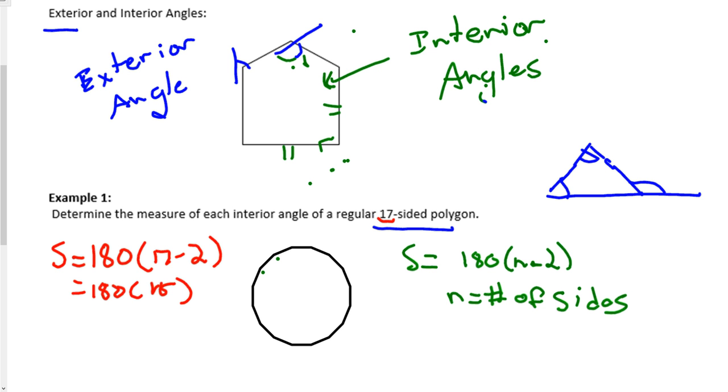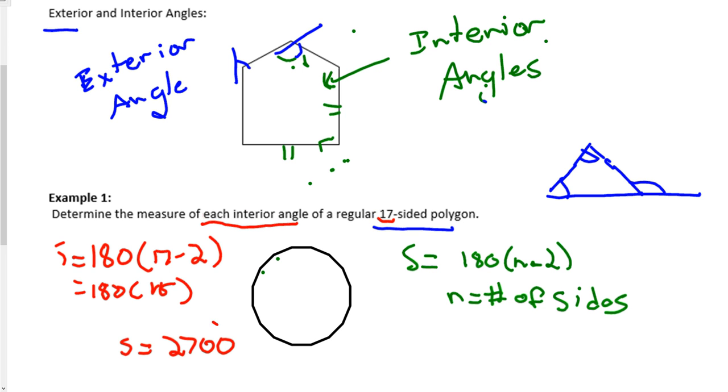So that's 2,700. So my sum equals 2,700. That's now the sum if I took every single angle from my 17-sided polygon and added them all up. But what I'm looking for is the measurement of each angle individually.